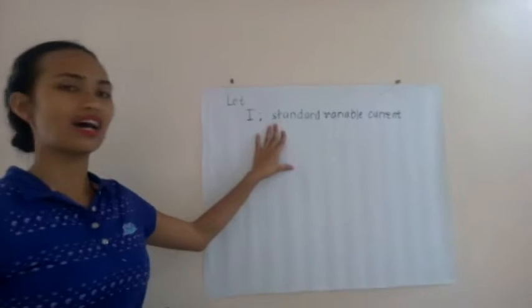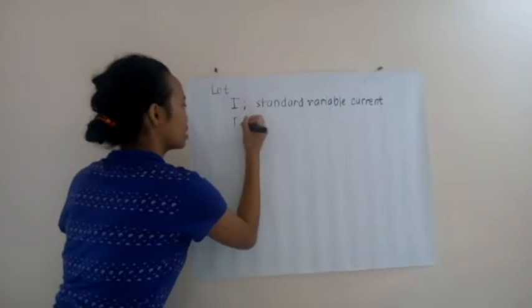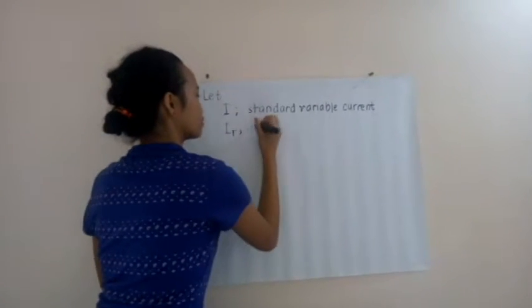Now let's have representations. Let I be the standard variable for current. I sub t is the total current of the three.